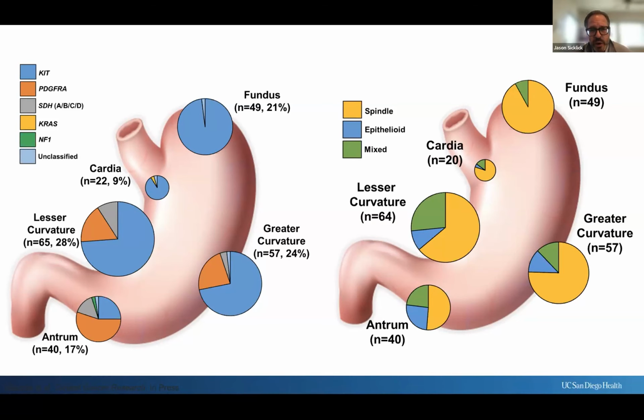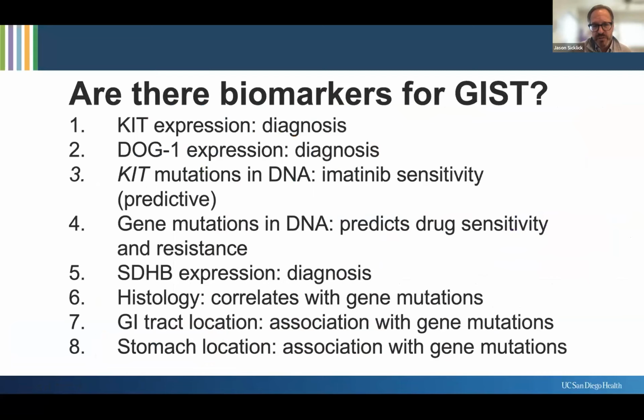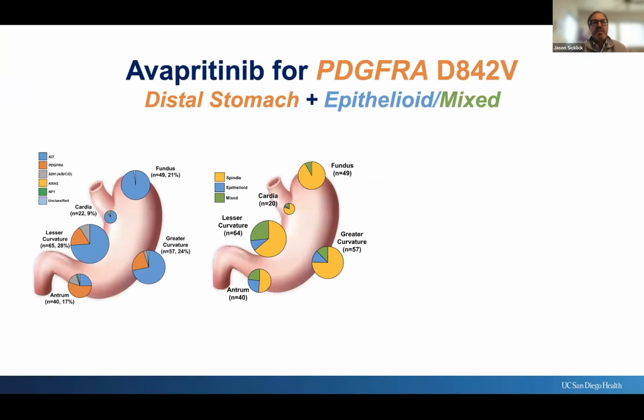And so knowing the simple fact of these correlations between mutations, locations, and the histology, which is easy to get when we've got a biopsy, can be important in decision making as a biomarker for patients. And so now we add on an eighth biomarker for GIST, being not just GI location having an association with gene mutations, but the specific area in the stomach having an association with gene mutations, which we know correlate with drug responses.